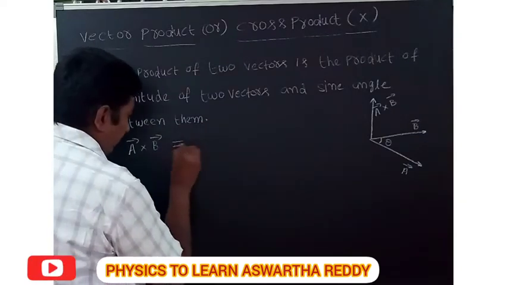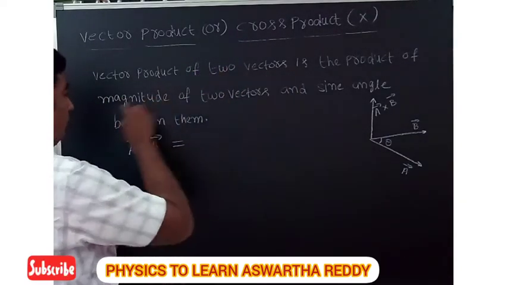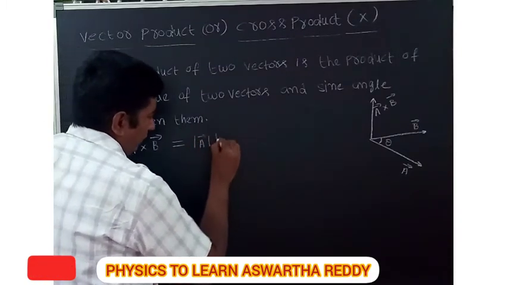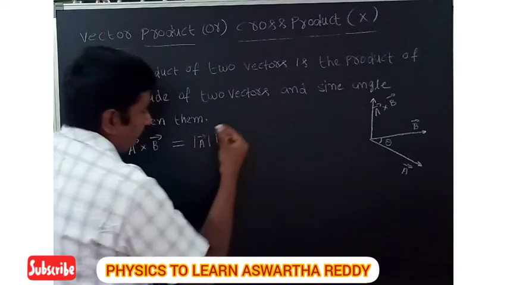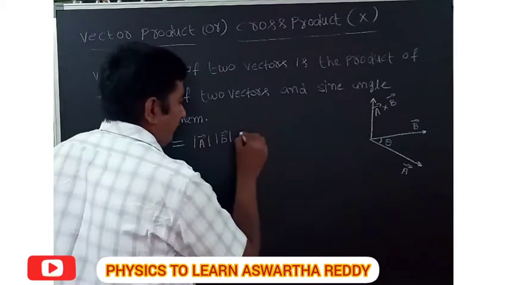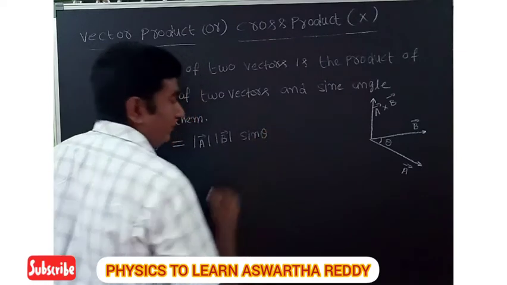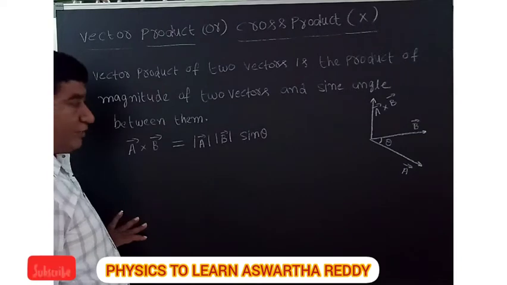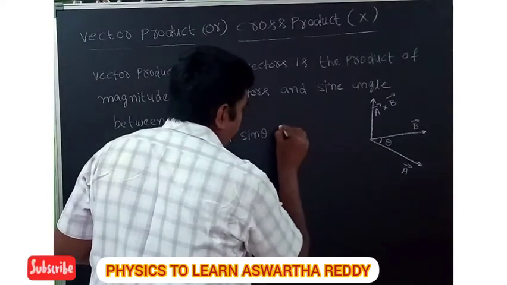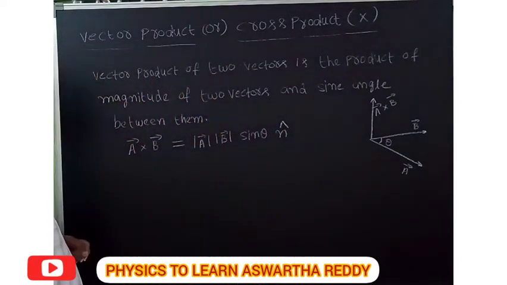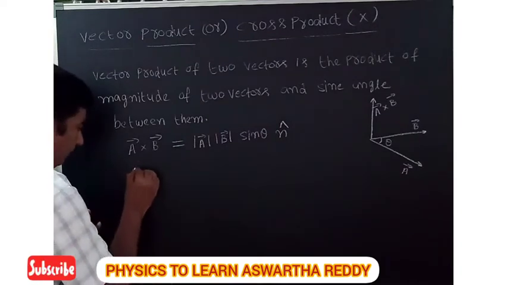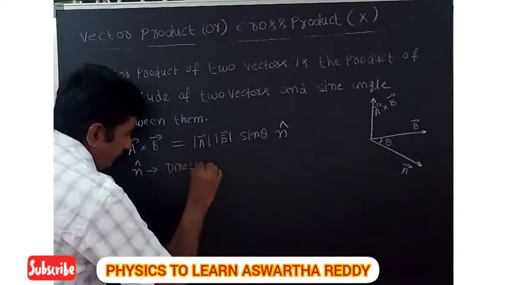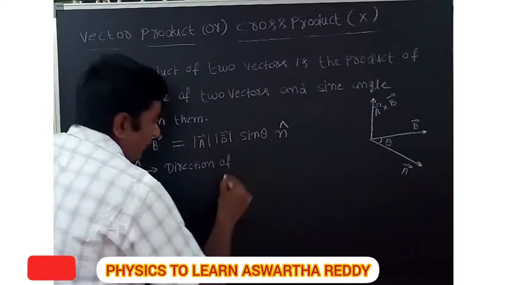That is equal to the product of the magnitudes of the two vectors and the sine of the angle between them, and then it is a vector product which has both magnitude and direction. This direction is denoted by n cap. N cap represents the direction of the resultant vector.